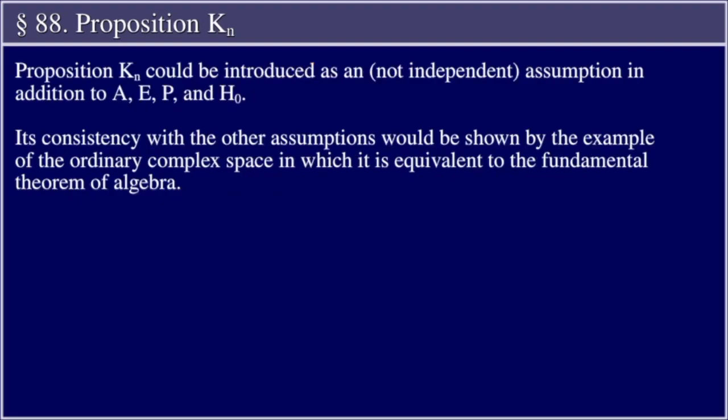Proposition Kn could be introduced as an, not independent, assumption in addition to A, E, P, and H0. Its consistency with the other assumptions would be shown by the example of the ordinary complex space, in which it is equivalent to the fundamental theorem of algebra.